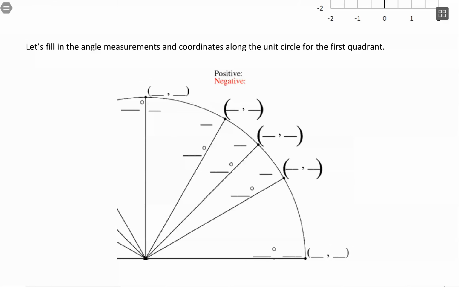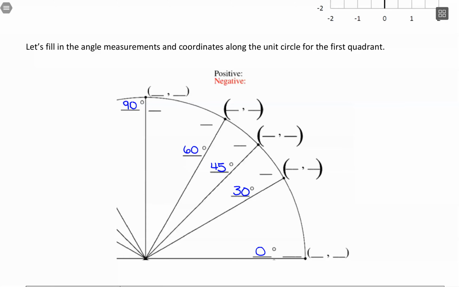Since we practiced those angle measurements last week, here we're at 0 degrees. Here we're at 90 degrees. Half of that would be that 45 right there. And then our other increment is 30s. So we have 30, 60, 90.